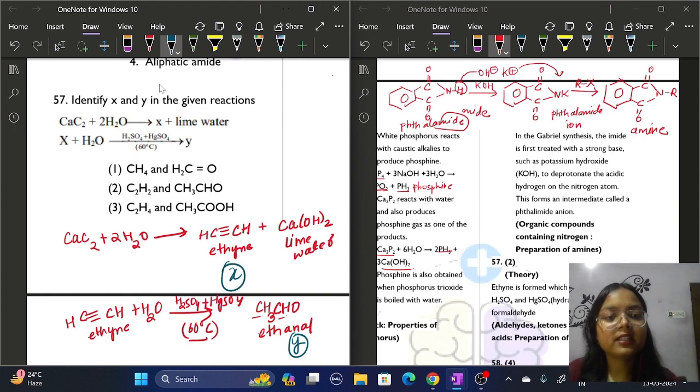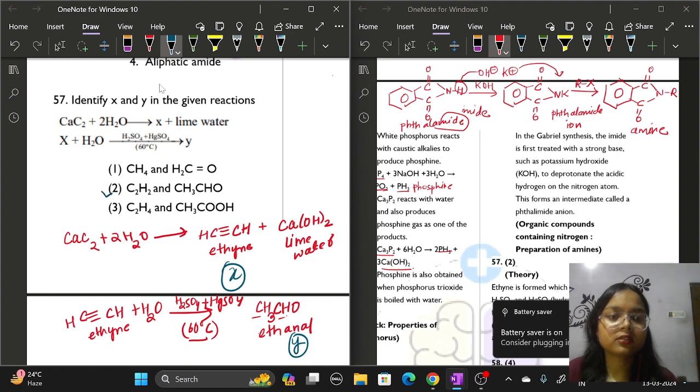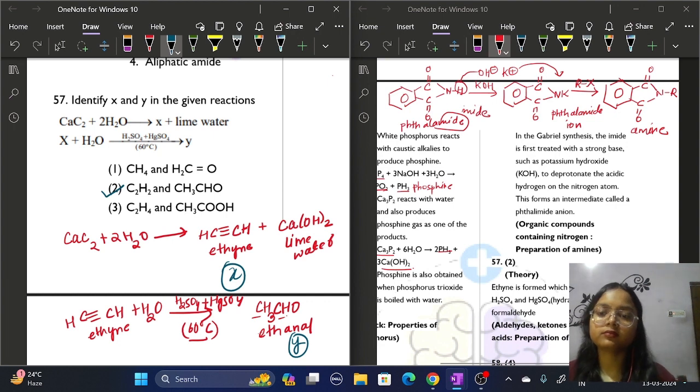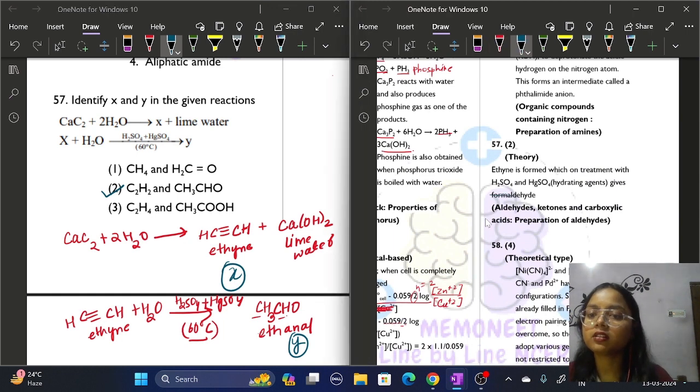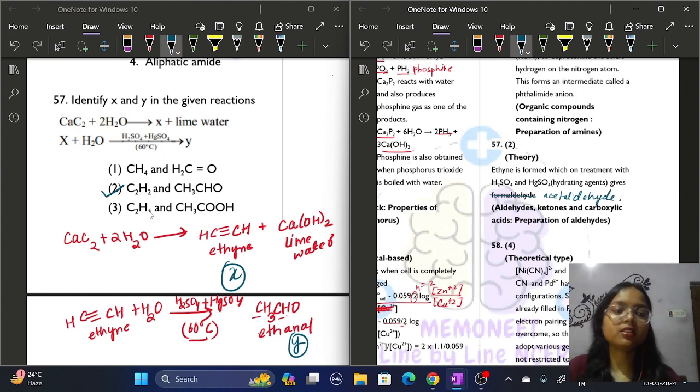So which option is correct? Ethyne is C2H2. Okay, and it is ethanal, CH3CHO. So the second option is correct. Okay, you have to make one correction in this answer or explanation. It is given formaldehyde. So formaldehyde will not be there. It should be acetaldehyde. Yeah. So this is the correct option for 57.